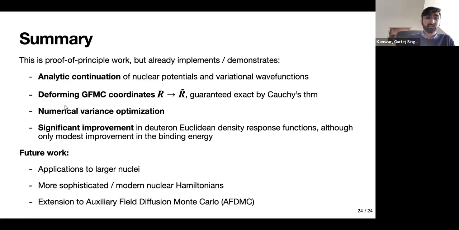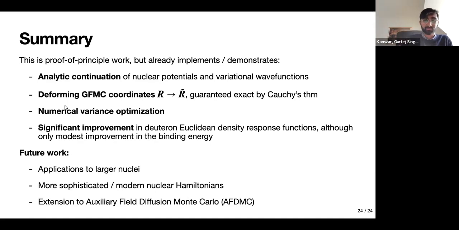But then this sets us up to do deformations that are exact, guaranteed by Cauchy's theorem. And by applying numerical variance optimization, one can actually see some quite promising results in the Euclidean density response functions, even though we only saw some modest improvement in the binding energy estimates. So this sets us up in principle to apply the work to larger nuclei directly.